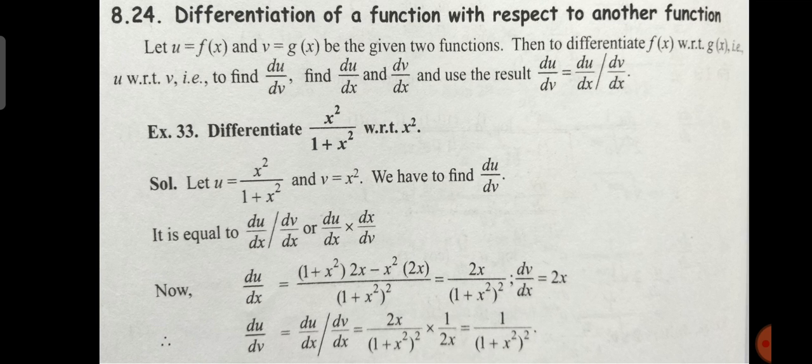As an example, differentiate x square by 1 plus x square with respect to x square. So here u is x square by 1 plus x square and v is x square. First you have to find du by dv. So find du by dx and dv by dx, then divide. Okay, you will get the answer.